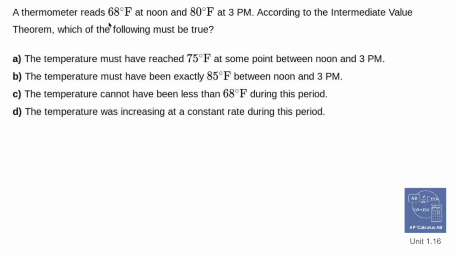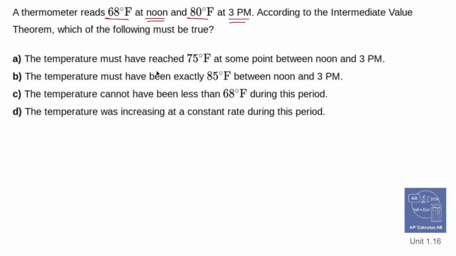A thermometer reads 68 degrees Fahrenheit at noon and 80 degrees Fahrenheit at 3 p.m. According to the intermediate value theorem, which of the following must be true? Well, the intermediate value theorem says if I'm going to go from 68 degrees to 80 degrees, at some point I have to hit 69 and 70 and 71 and all the things in between. And it has to happen between noon and 3. So let's make sure that I follow both of those criteria. I have to hit in between 68 and 80, and it has to be between those 2 points.